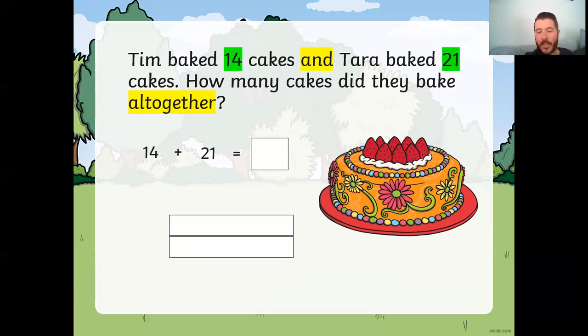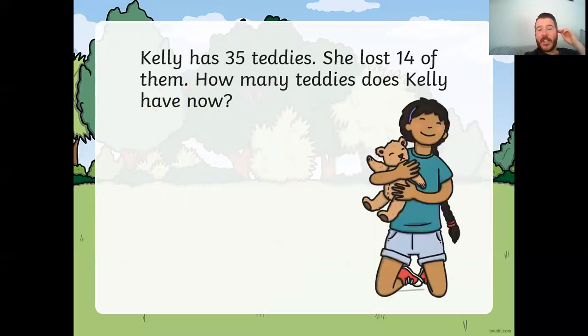We've got the two parts. We haven't got the whole, so they're going to go at the bottom, 14 and 21. Use whatever method you need to calculate them. Do it in your head if you need to. 14 add 21 is 35. So there's our answer. So Kelly has 35 teddies. She lost 14 of them. How many teddies does Kelly have now?